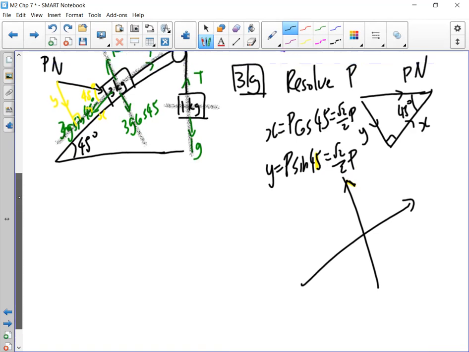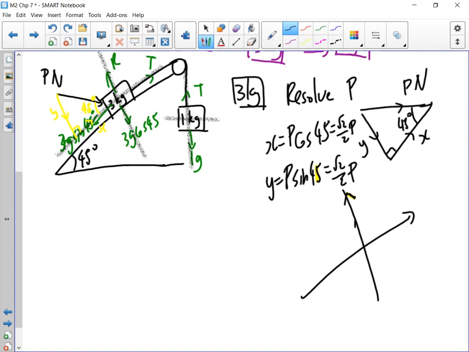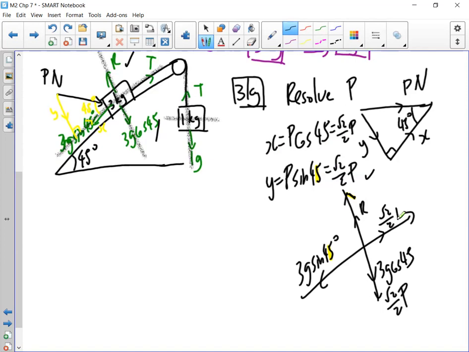So let's put in all the forces. First of all, on the y-axis, we have reaction going up, and we have 3G cos 45 going down. What else? From the P Newton, we've got root 2 over 2 P going down. So we've done that, we've done that, we've done that. Next one, we need the 3G sin 45 sliding downward, 3G sin 45 going downwards. Upwards, we've got root 2 over 2 P on the x, for the resolving part of P.